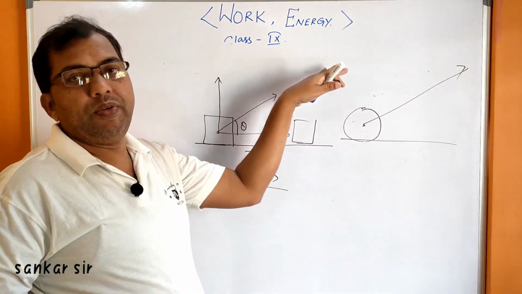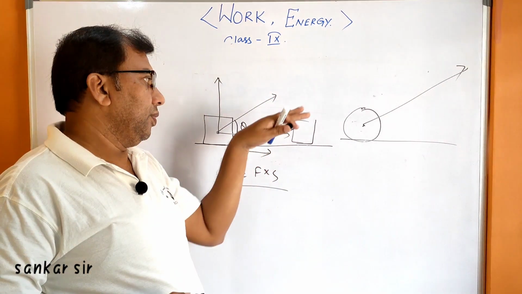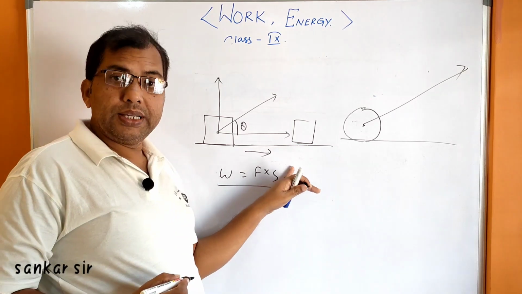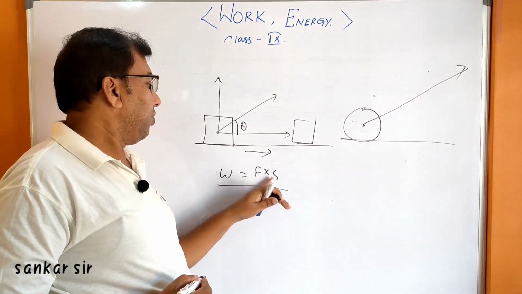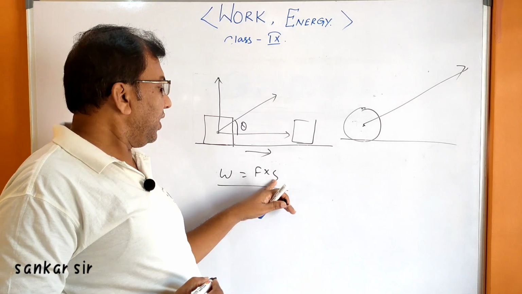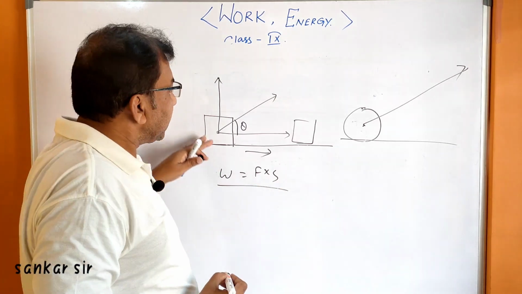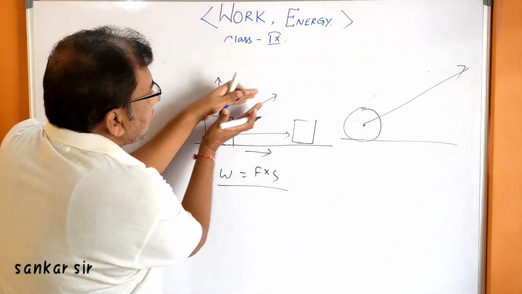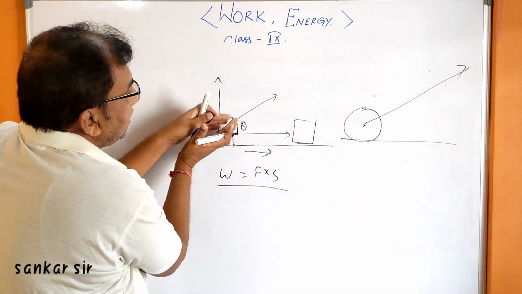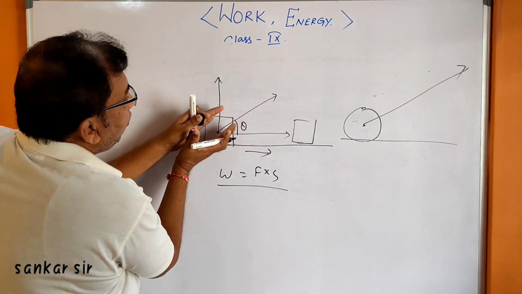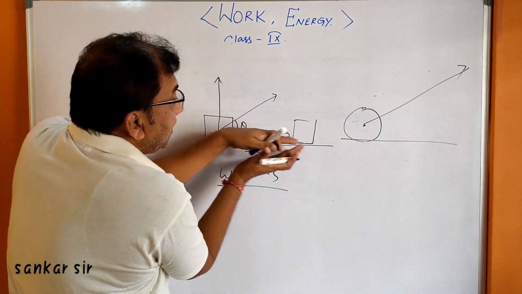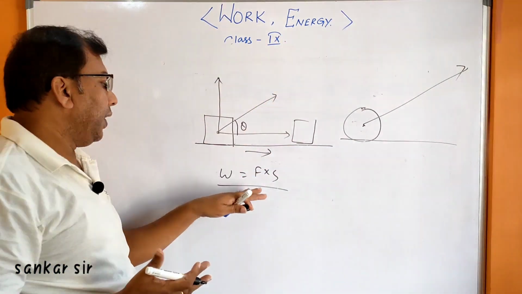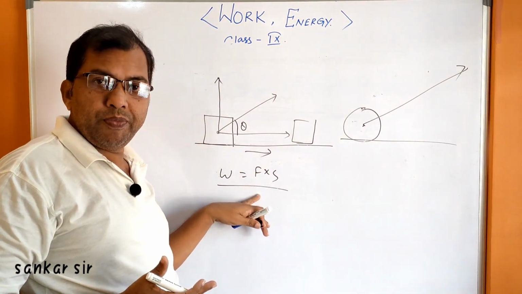This formula we cannot apply when the force acts at an angle, because to calculate the work done, W equals Fs cannot be used, because the displacement S is not exactly in the direction of the force. The direction of the force is in this way, but the body is not moving in this way. The body is moving horizontally. That's why we cannot use this formula.